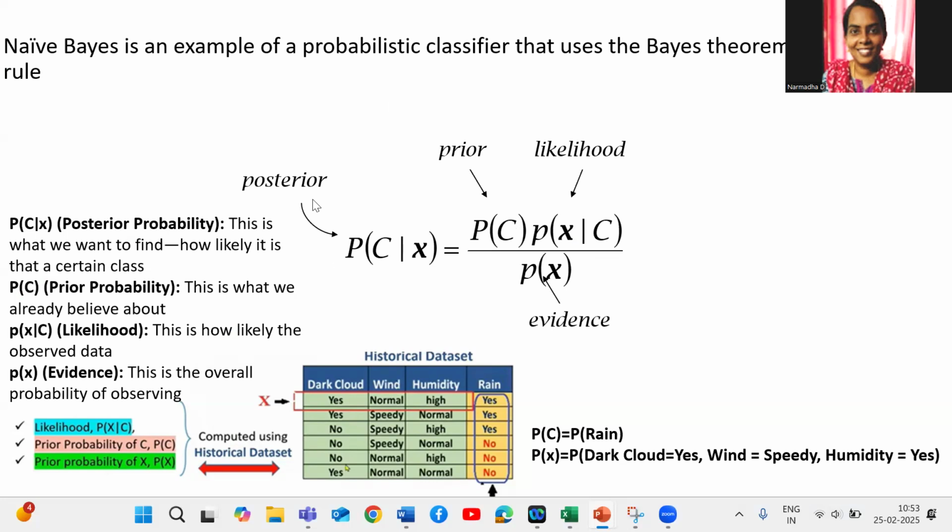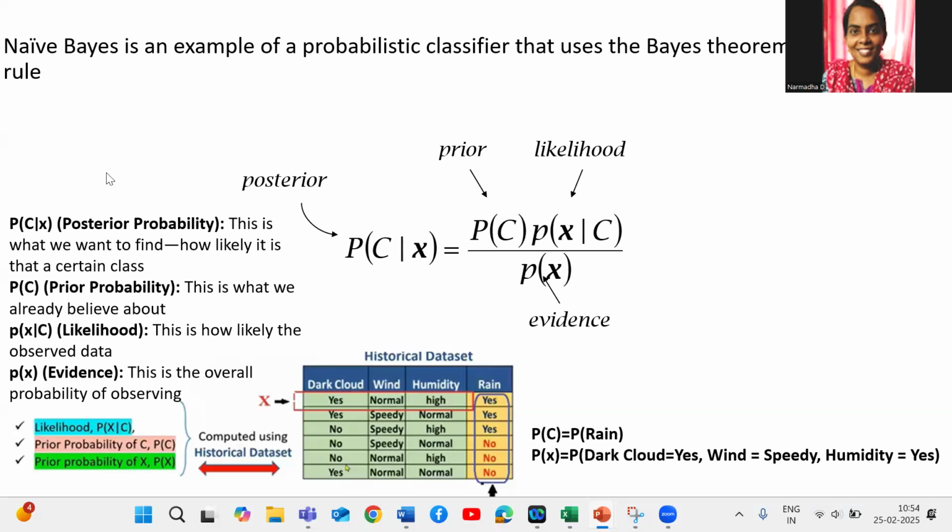So here, this is the prior probability. You should understand there are two different probabilities. One is the prior probability and the other is the posterior probability. The prior probability is what we believe before we observe the data, before observing the input instances. It is the belief of how the output will be, that is, how likely a certain class would be. That is the prior probability.